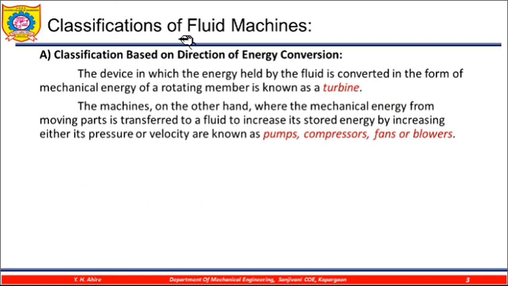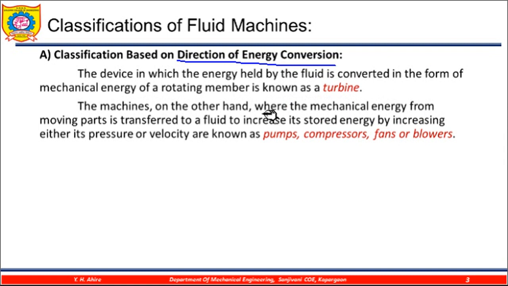Next is classifications of fluid machines. First criteria, a classification based on direction of energy conversion. The device in which the energy held by the fluid is converted in the form of mechanical energy of a rotating member is known as a turbine. So the device where the fluid energy is converted into the mechanical energy of a rotating member is known as a turbine.